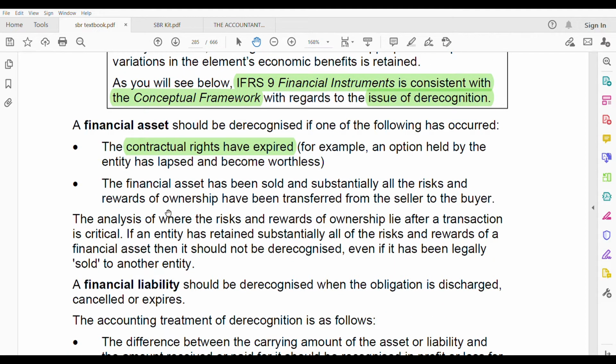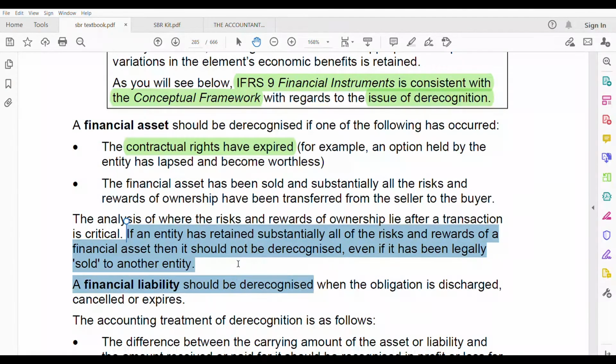The analysis of where the risk and rewards of ownership lie after a transaction is critical. It's sometimes difficult; it's not clear cut. Who has the risk and the rewards of ownership of that asset after the transaction? That means after selling. If an entity has retained substantially all of the risk and rewards of a financial asset, then it should not be derecognized. Please remember this, even if it has been legally sold to another entity.